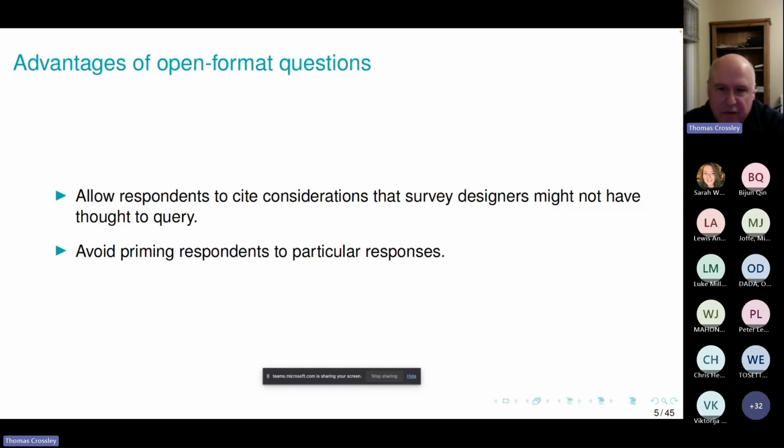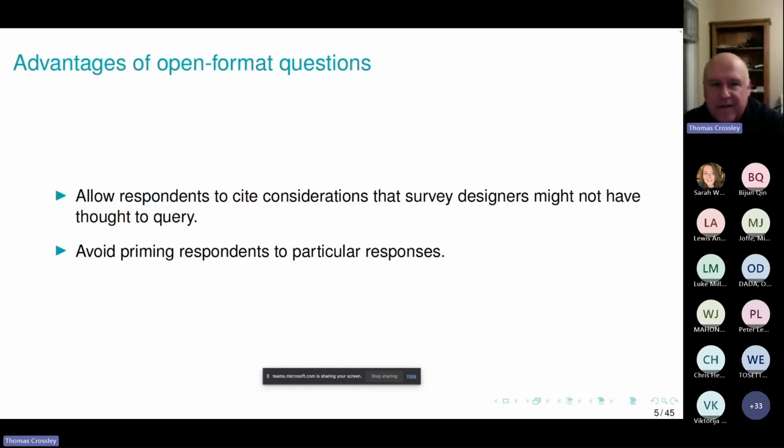And so I think two big ones that really motivated us here is, one is that they allow respondents to cite considerations that the designer of the surveys might not have thought to query, right? So we can only ask closed format questions about things that we can imagine, and open format questions allow the possibility of learning about things that are not in our priors.